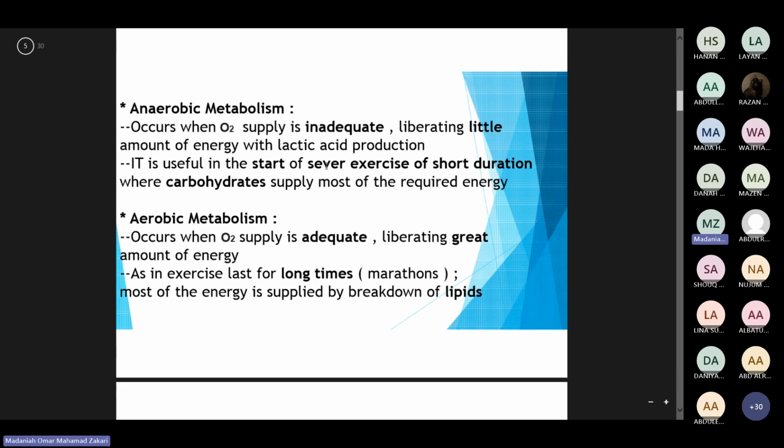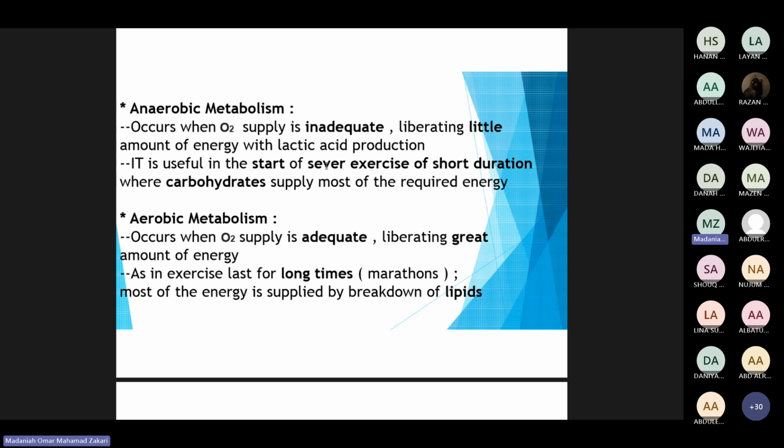What is the difference between anaerobic and aerobic metabolism? Of course, this is in biochemistry, and you may know it. Anaerobic metabolism is when there is inadequate oxygen but I still need to metabolize molecules to produce energy, so only a little amount of energy will be produced. This is the opposite of aerobic metabolism, where there is enough oxygen and a lot of energy will be produced.